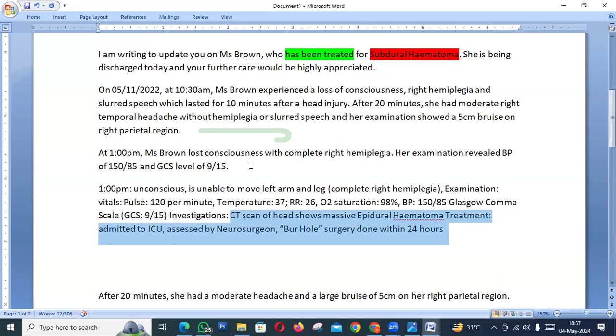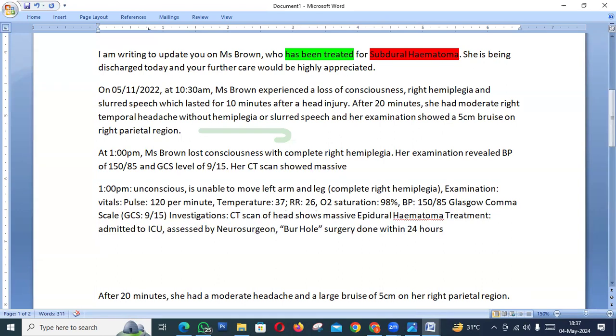Okay, our CT scan showed. You will use past tense. Shouldn't we mention false? No, this is a discharge letter. If you start mentioning each and everything, your letter will be too long. Okay, it would be more than 220 words. You need to be a little bit concise here. Write the most important things.